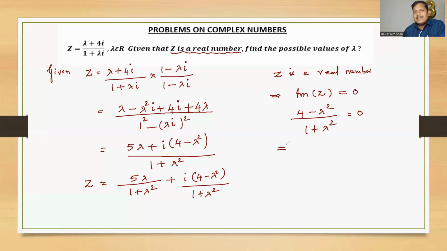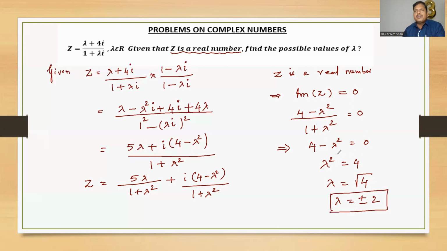So you have to understand here, 4 minus lambda square equals 0. So lambda square equals 4. So lambda equals square root of 4. Therefore, lambda equals plus or minus 2. So these are our required values of lambda, positive 2 as well as negative 2. I hope it's clear.